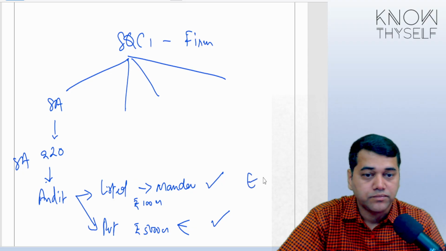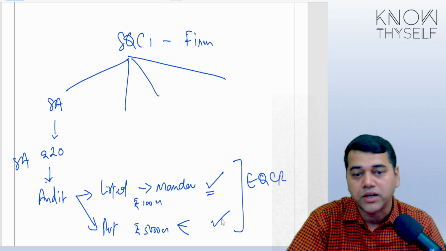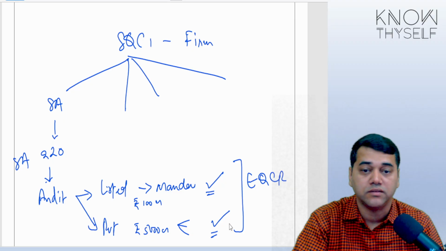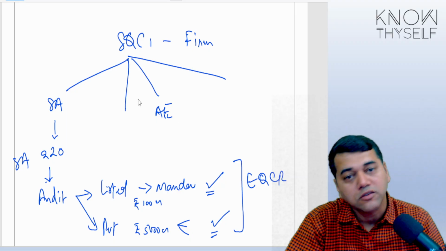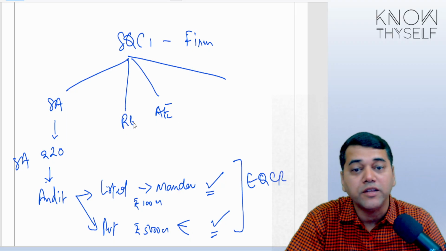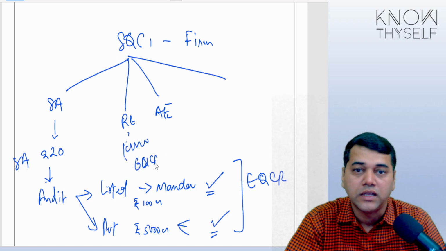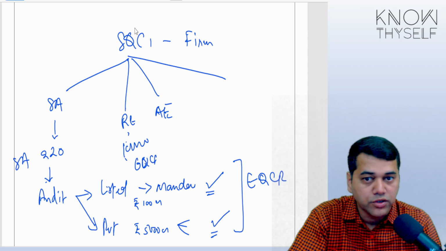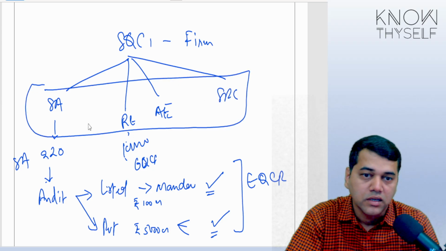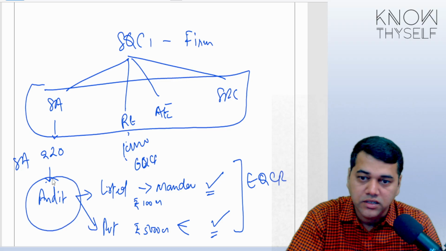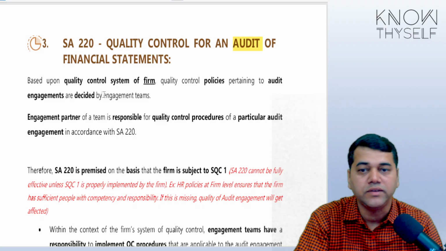Which one? EQCR. So you may have EQCR for both. This is mandatory as per SQC1, but this is what the firm itself will decide. Now take one assurance engagement. It is not an audit engagement. Or take one review engagement for the same company having, say, 10,000 crore turnover. Yes, it can have an EQCR for this also. So when you talk about EQCR of SQC1, it is applicable for all types of services. Now we are restricting ourselves to audit. Now how does quality control for an audit have to be done? That's what we'll see now.